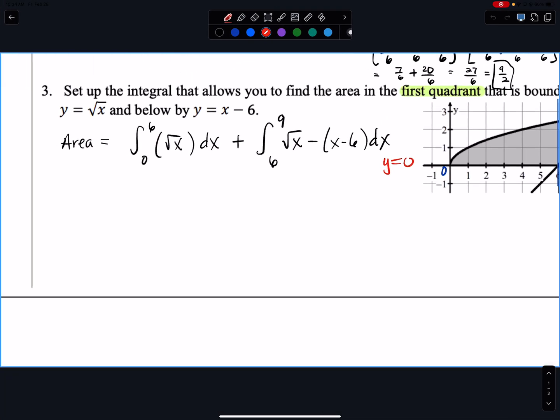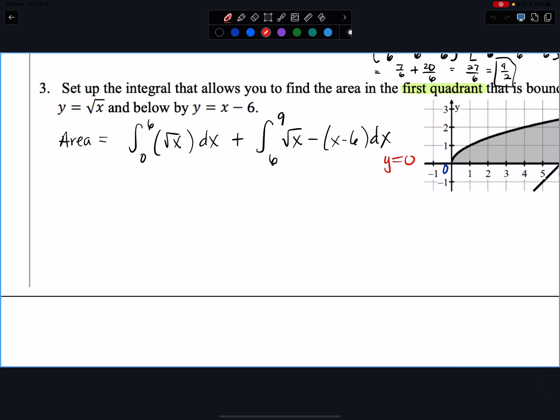So we set this integral up yesterday. This number, whatever this area is, should be the same thing as we're doing right now. Okay?